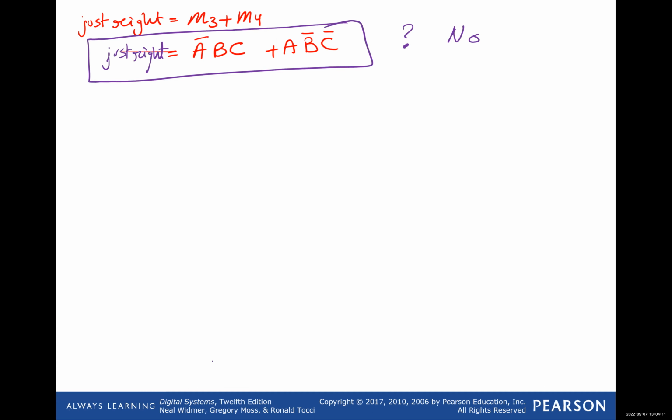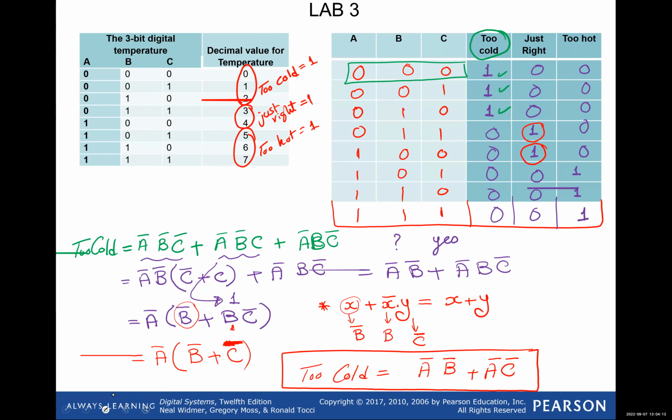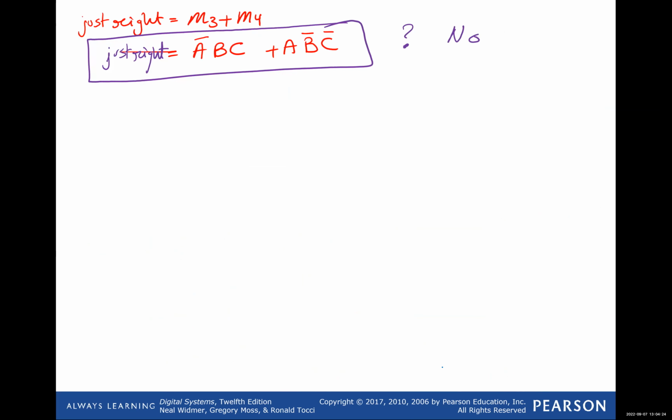Okay. Now, if we go back here to the too hot, we're going to notice that we have those 3 minterms, which is minterm number 5, 6, and 7. So let's go do those. So that's for the too hot. It's going to be minterm number 5, minterm number 6, and minterm number 7. So let me just put the ABCs there.